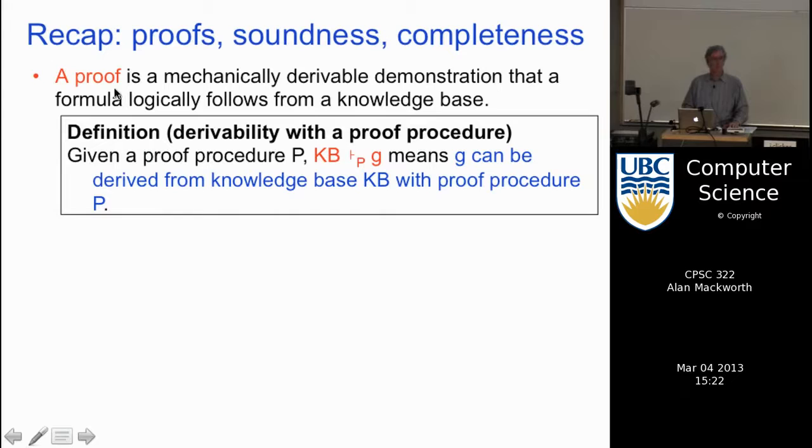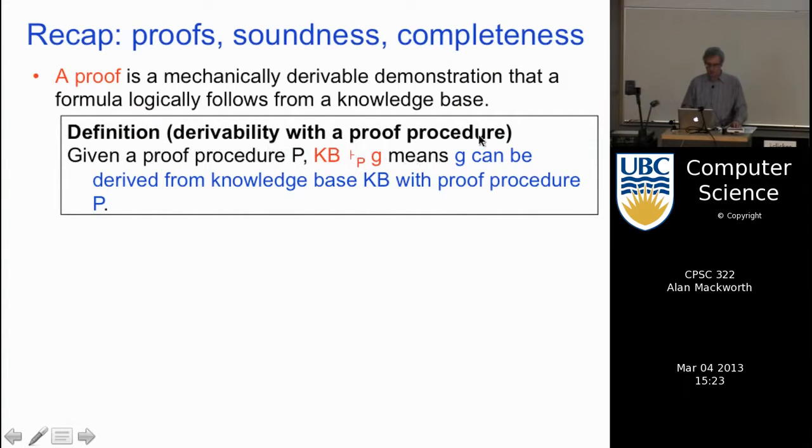What is a proof? We have a technical definition of what a proof is, okay? It's a mechanically derivable demonstration that a formula logically follows from a knowledge base. So you have to start with your knowledge base, and you have a syntactic algorithm which just grinds away on the knowledge base until it either shows the theorem's true or false, okay? Now for some theories, like some first order theories, you may be able to prove it's true, but never be able to prove it's false. But we're not concerned with undecidability for these theories because they're so simple. They're decidable theories.